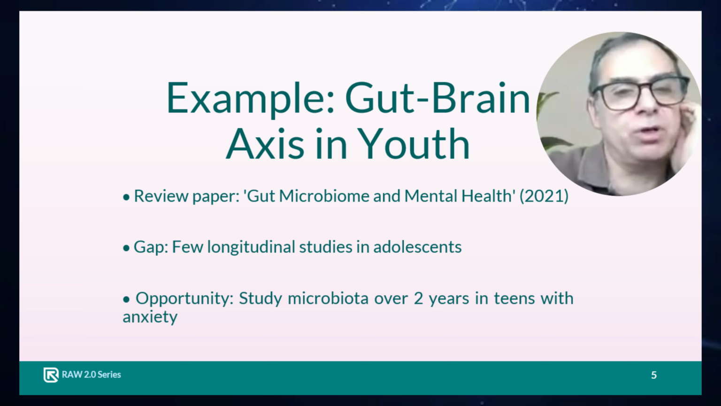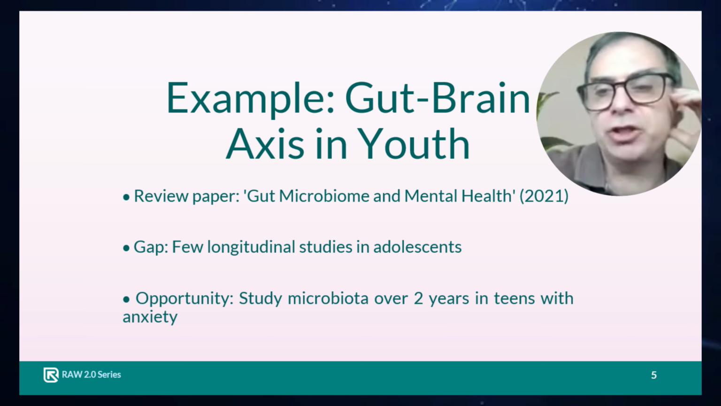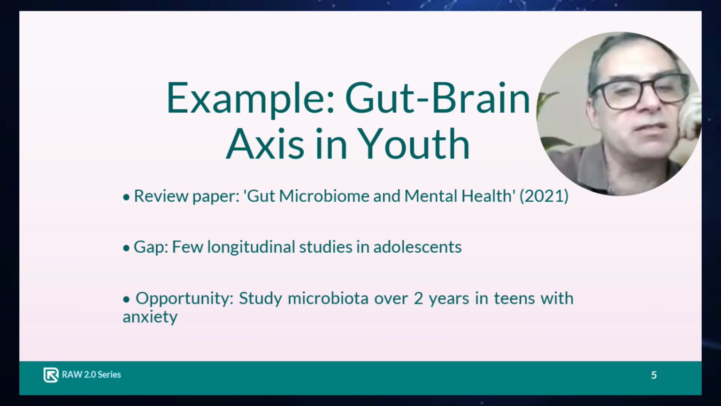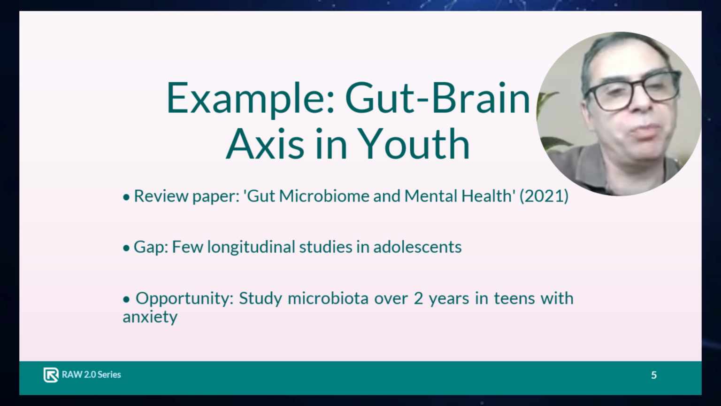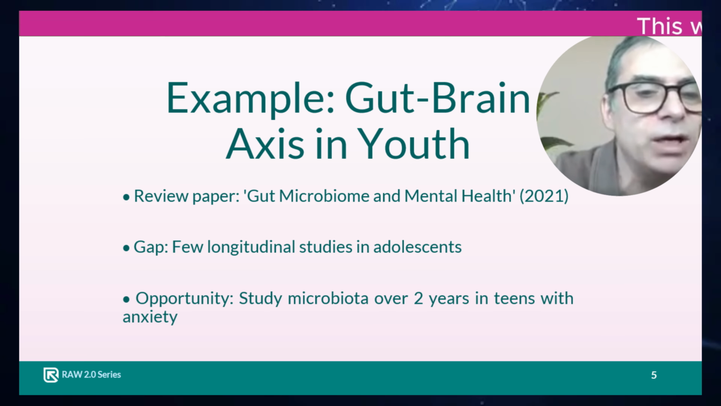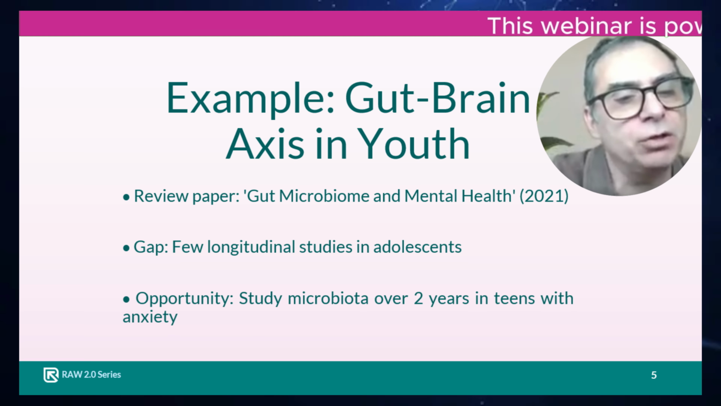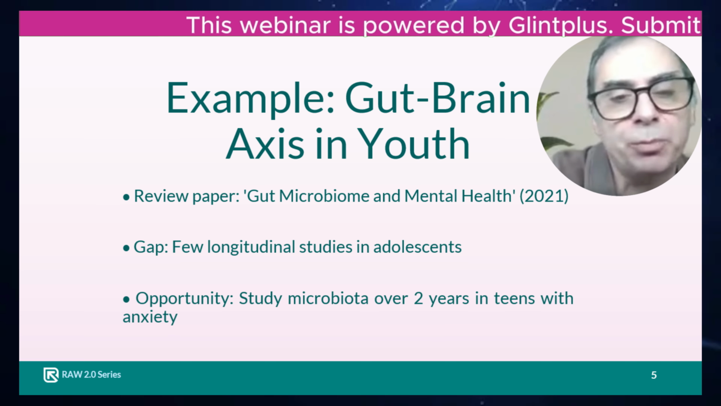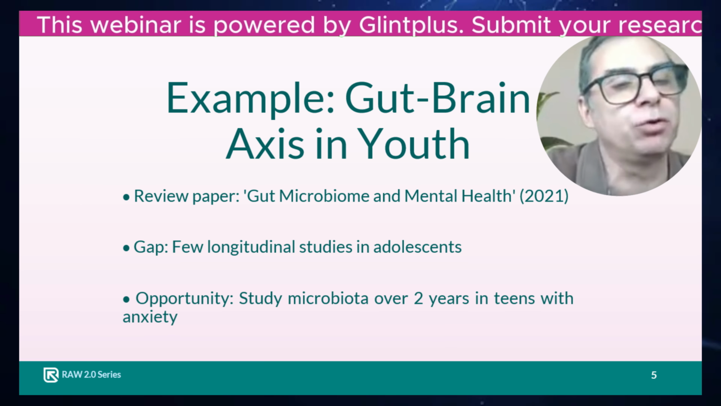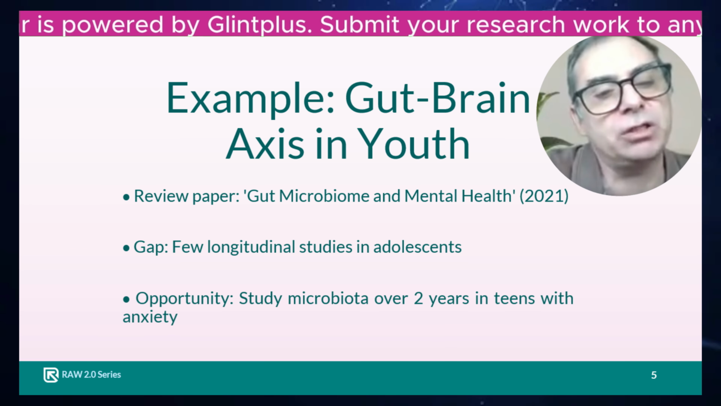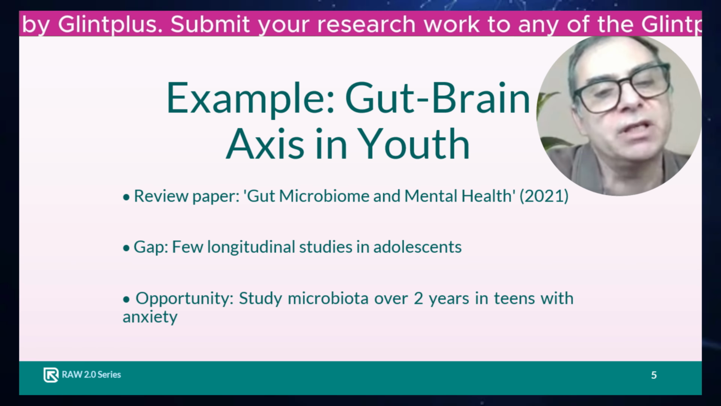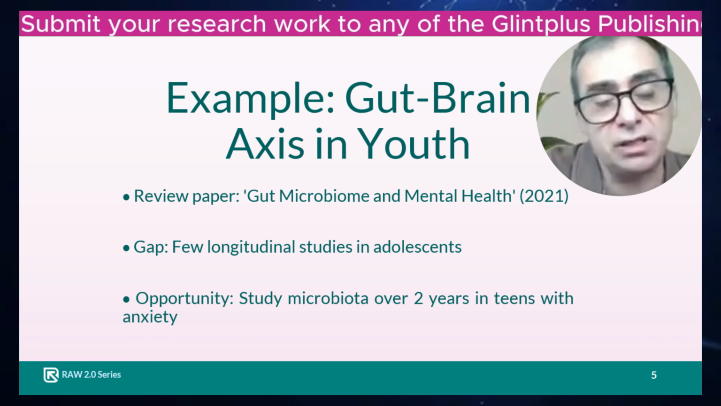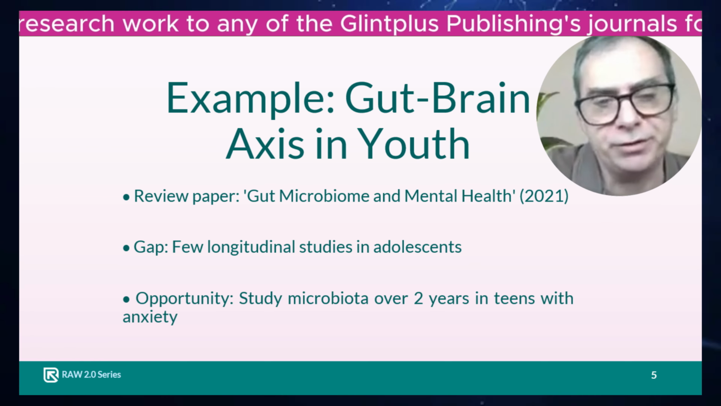So here is an example of a general problem, like the gut-brain axis in youth. There is a review paper with the title Gut Microbiome and Mental Health, from 2021. And then a gap is found there: few longitudinal studies in adolescents, in teenagers. So here there is an opportunity to do impactful research. We could study the microbiota over 2 years in teens with anxiety, right? This is an example, but we could find many others.